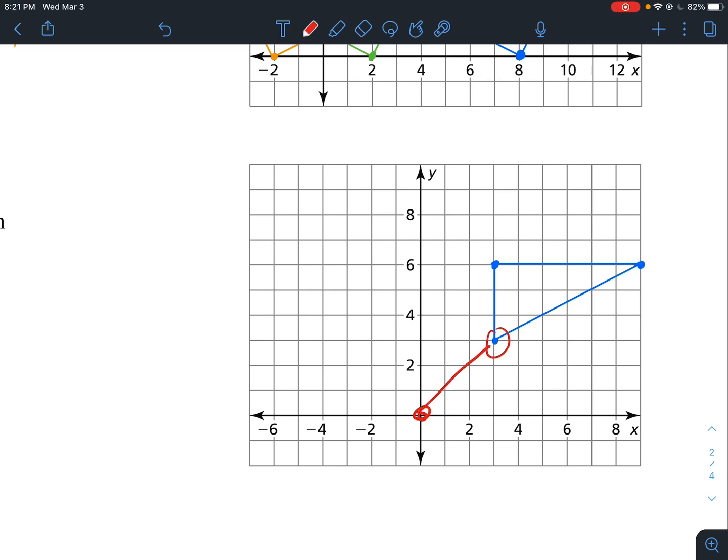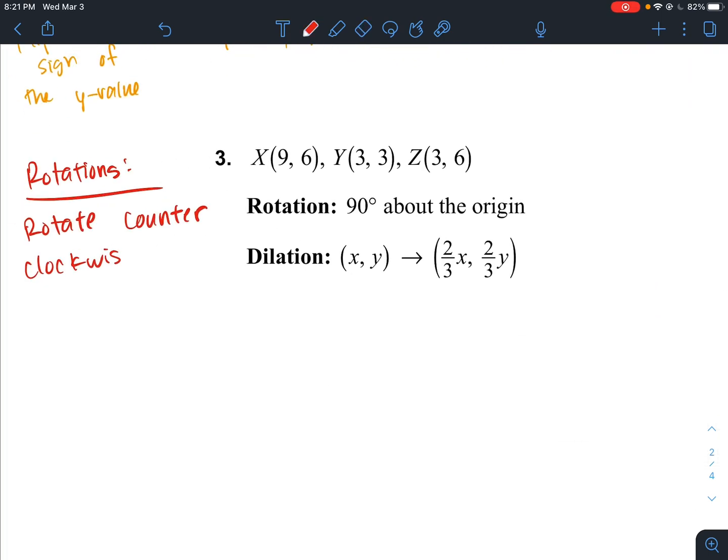This right here has to rotate 90 degrees. So that means that this point is going to be in this quadrant right here, but it's kind of hard to see where that point is. So here's how you can find your point. Flip the spots of x and y, and flip the sign of y.